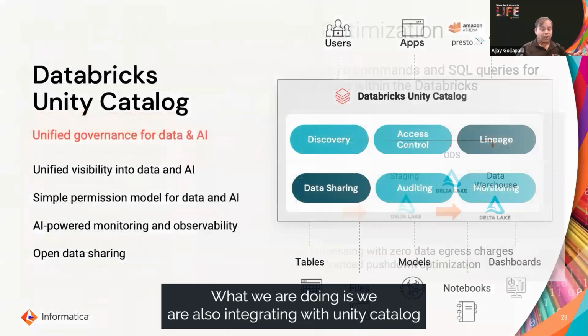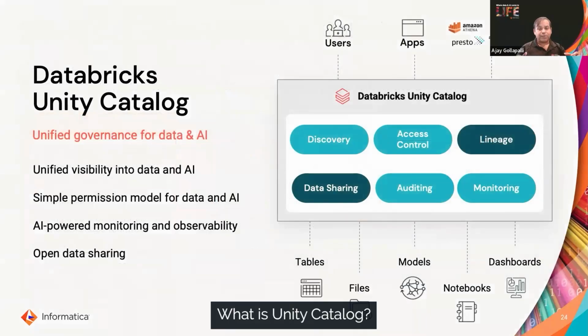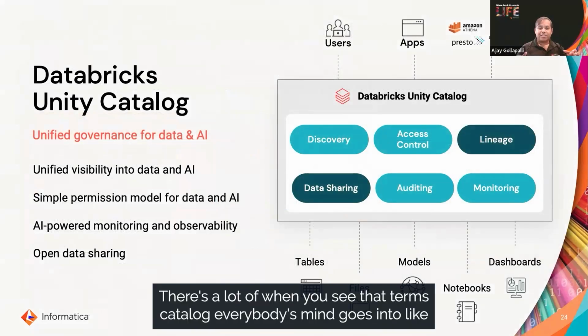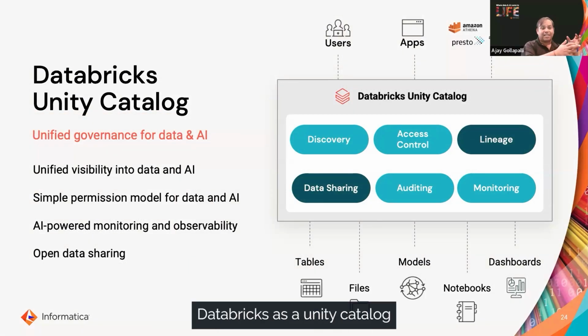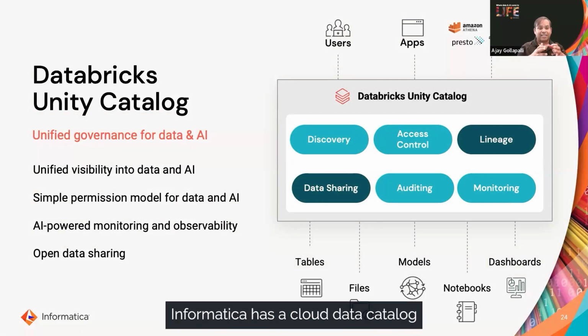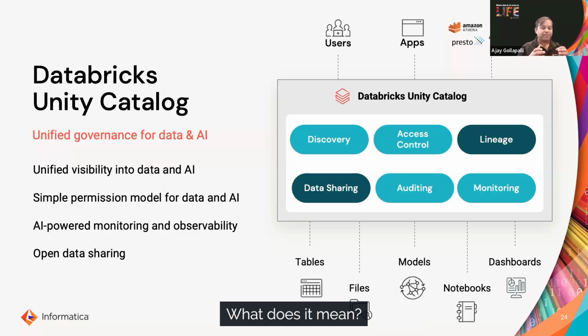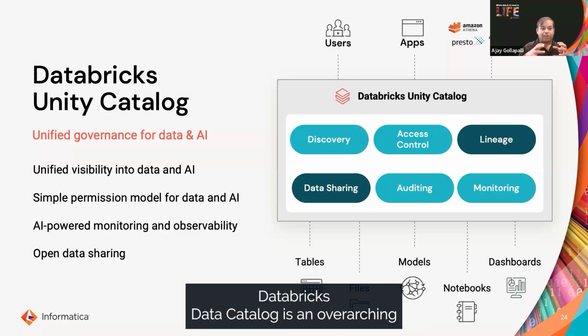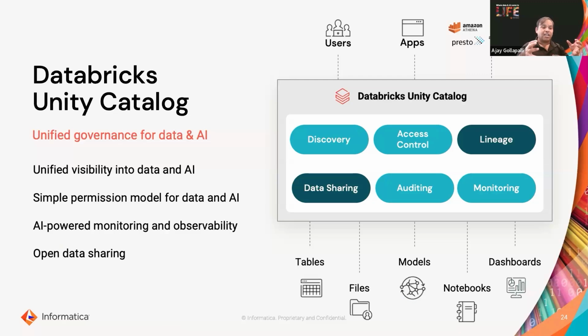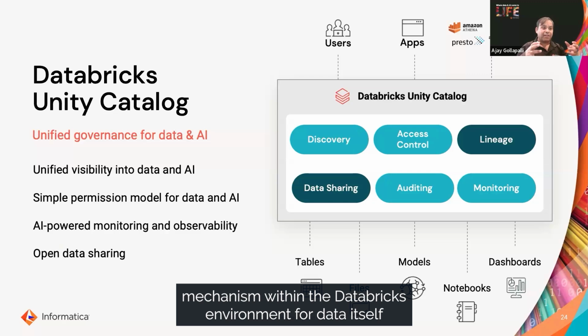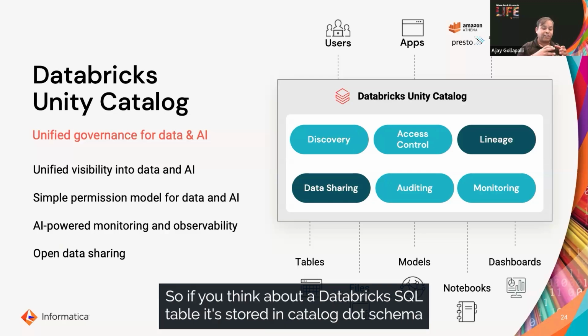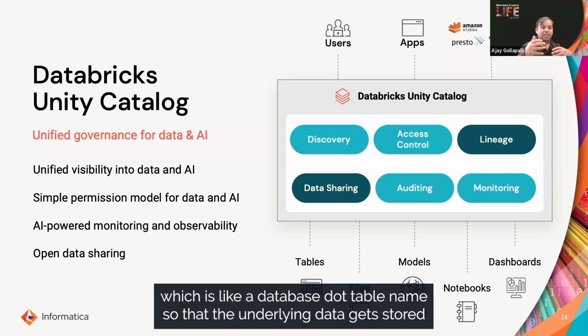What we are doing is we are also integrating with Unity Catalog. What is Unity Catalog? When you see the term catalog, everybody's mind goes into, oh my God, Databricks has a Unity Catalog, Informatica has a Cloud Data Catalog. What does it mean? Databricks Unity Catalog is an overarching mechanism within the Databricks environment for data itself. If you think about a Databricks SQL table, it's stored in catalog.schema, which is like a database, .table name. So that is where the underlying data gets stored.